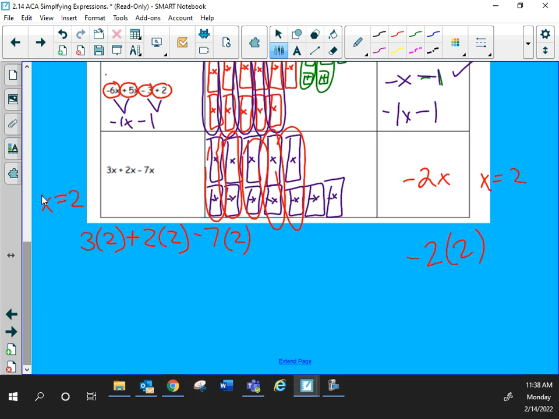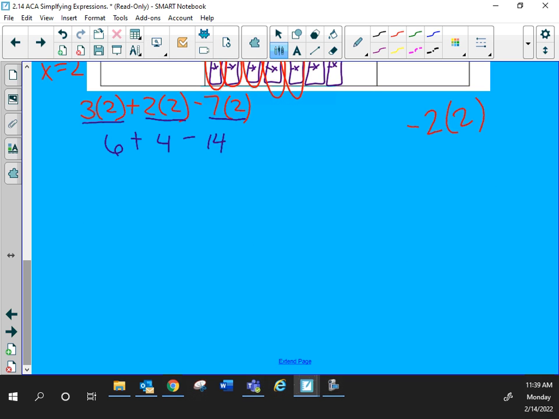In order of operation, what do I always have to do first? In this case, I can multiply. So with me, 3 times 2 is 6, plus 2 times 2 is 4, minus 7 times 2 is 14. Y'all with me so far? Now I can add left to right. 6 plus 4, 10, minus 14 would give me negative 4.